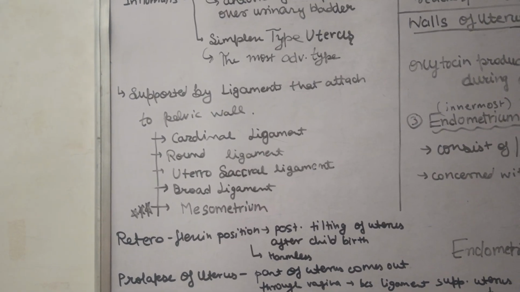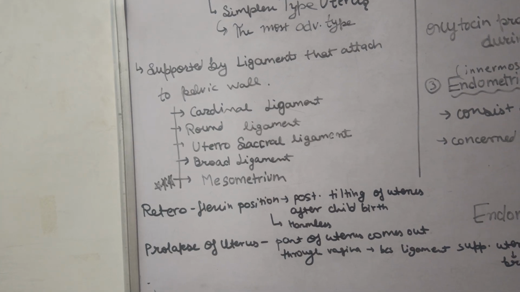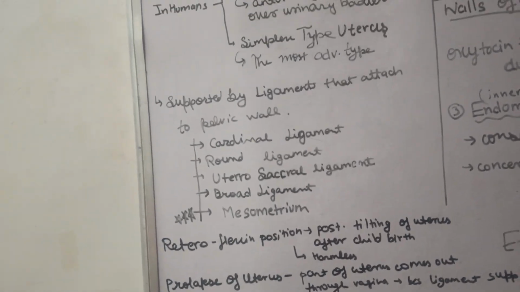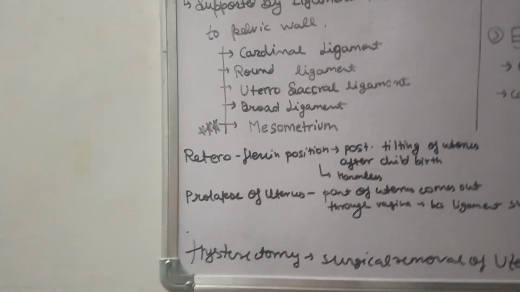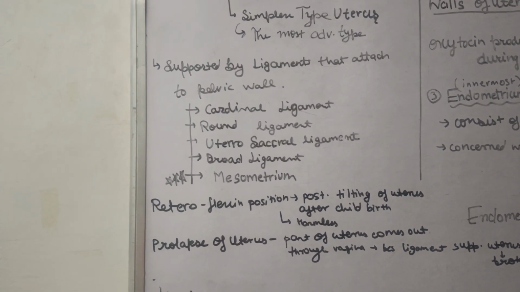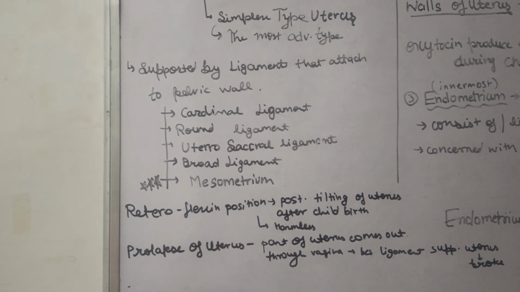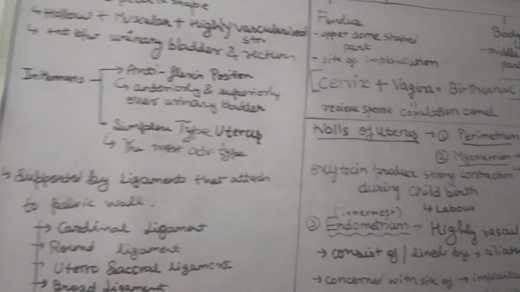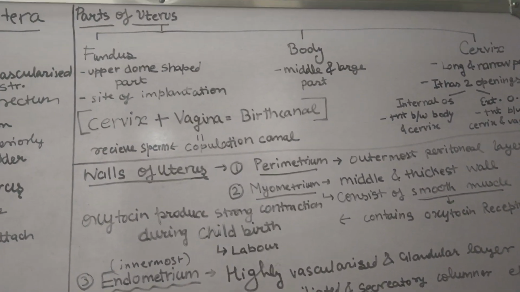It is supported by ligaments that attach to the pelvic wall. So it is not floating in the air. It's actually supported by a lot of ligaments, and those ligaments attach to the uterus and then our pelvic wall. The names of the ligaments are cardinal ligament, round ligament, uterosacral ligament, broad ligament, and mesometrium. For need, the name is enough and we don't have to go into depth. Now we are going to talk about the parts of the uterus. The uterus is divided into three parts: fundus, body, and cervix.